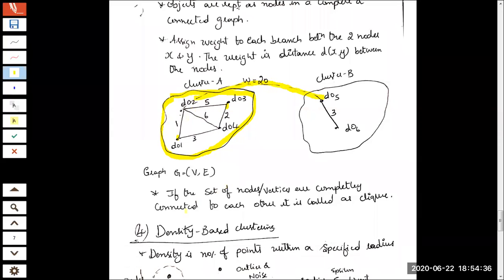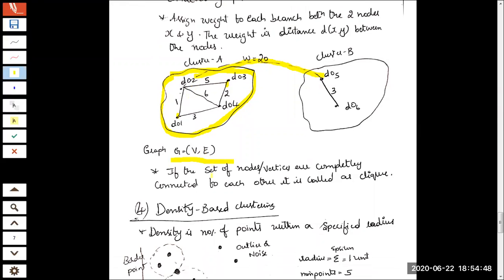So when we have a standard representation for this, the graph G is represented by V comma E, where V is the vertices, and E is the edges. Edges have weight. That's what we had seen. Each vertex is represented by point x comma y.